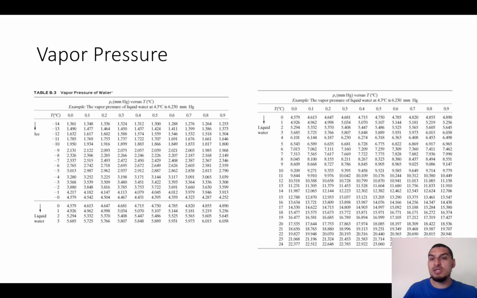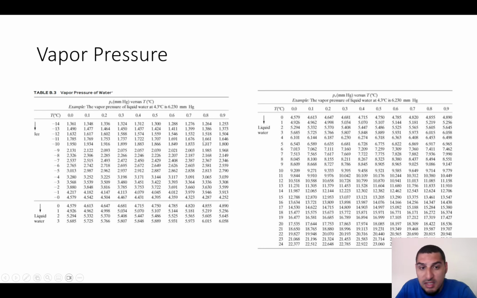The vapor pressure is available in tables. This is one of the tables in the appendix in the textbook, and in this appendix you would see the vapor pressure of liquid water. It says here vapor pressure of water, and the vapor pressure is in millimeters of mercury. The temperature is in Celsius.